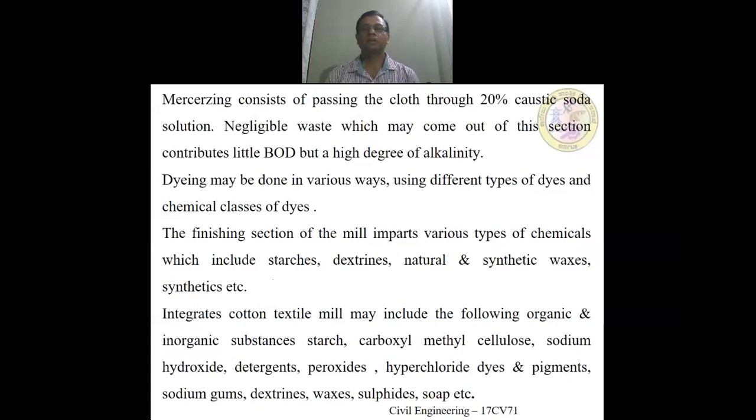Dyeing may be done in various ways using different types of dyes and chemicals, which include starch, dextrins, natural and synthetic wax, synthetics, etc. So dyeing is a process where you add different colors to the fibers. The chemicals used in dyeing are starch, dextrin, natural and synthetic wax, etc.